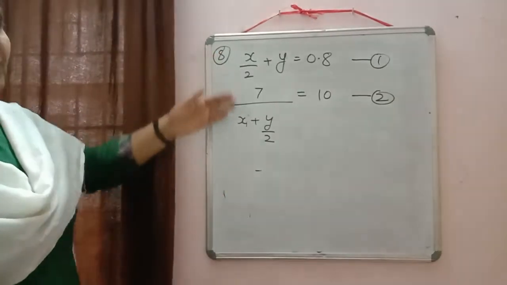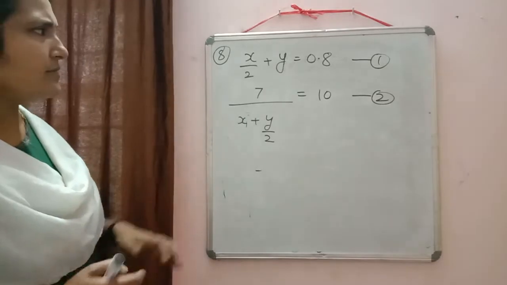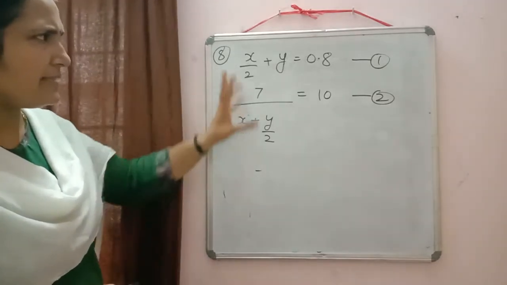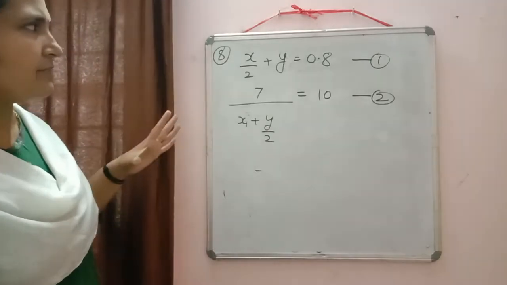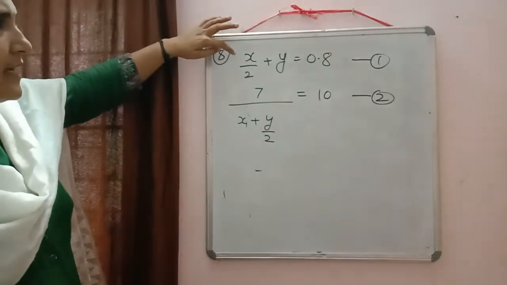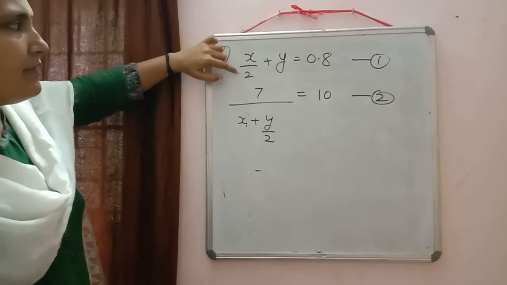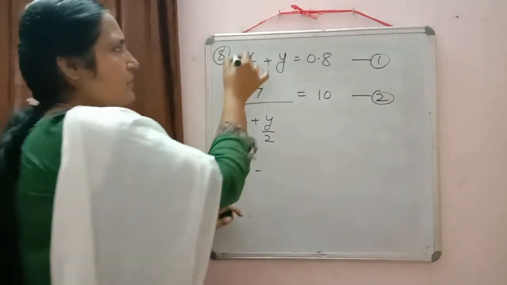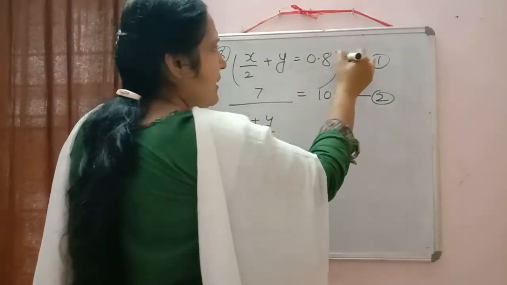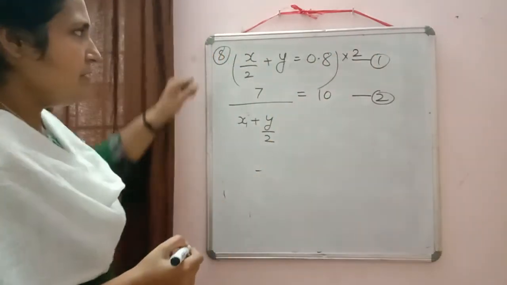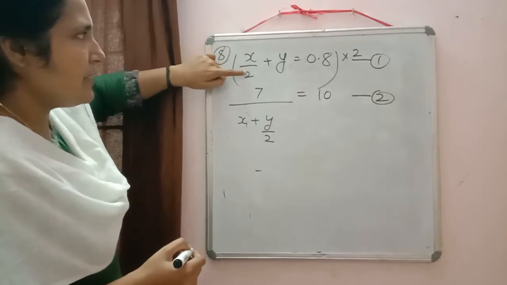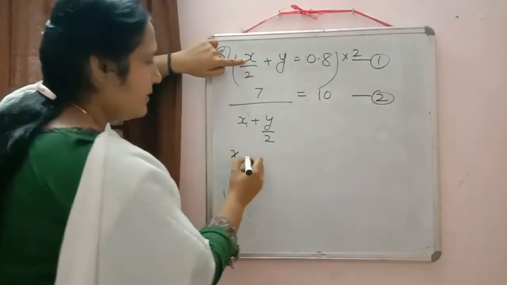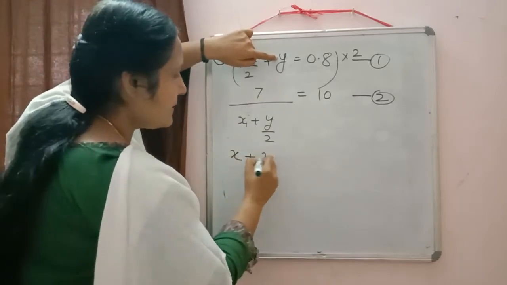Now here are the two equations which we have. Before solving anything, first we have to write the equations in simplified form. As you can check, in the first equation we have a fraction. To avoid that fraction, we will multiply the whole equation by 2. Then 2 and 2 will get cancelled, so it will be x plus the second term multiplied by 2.